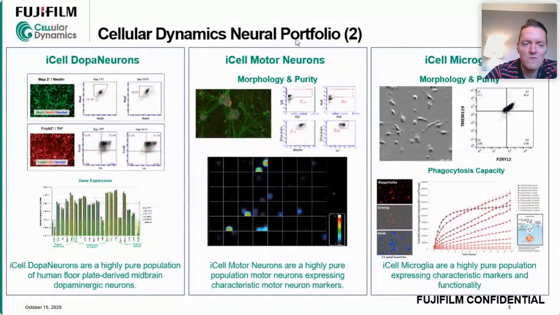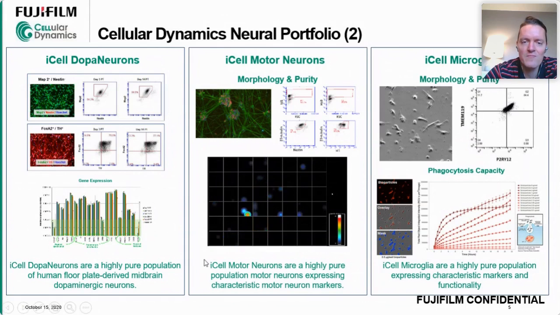Where we've expanded this portfolio more recently was iCell DopaNeurons. So these are primarily representing a pure population of human floor plate derived midbrain dopaminergic neurons. They're also highly pure, generally greater than 70% positive for TH, or tyrosine hydroxylase, a classical marker for the dopaminergic neuron.